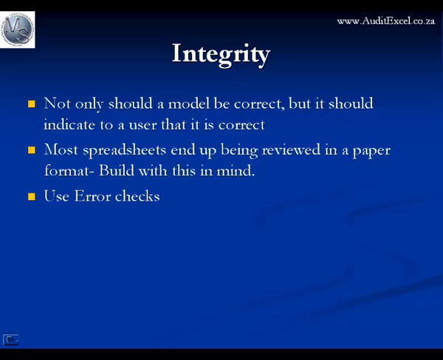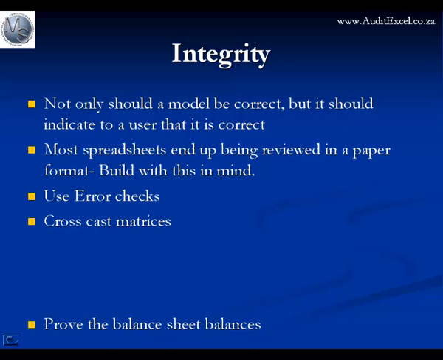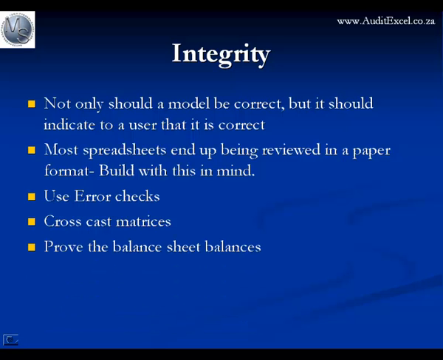Use error checks where at all possible, and build them in so that it clearly states on the spreadsheet whether it's okay or not. You must cross-cast matrices just to make sure that the calculations going down are the same as calculations going across. You'll be surprised at how many errors can be picked up this way. If you've got a balance sheet, prove the balance sheet. If you've got a cash flow statement, compare it to the balance sheet. Try not to use balancing numbers.